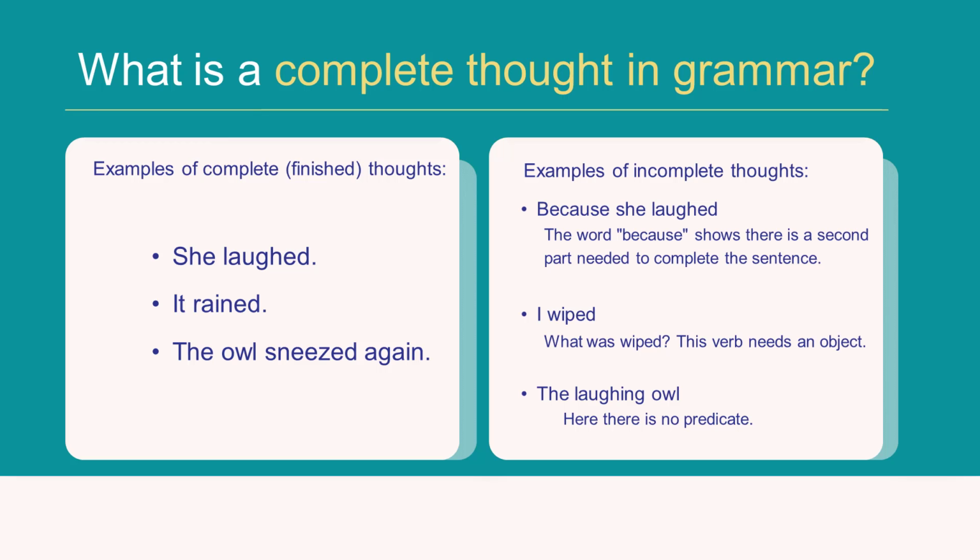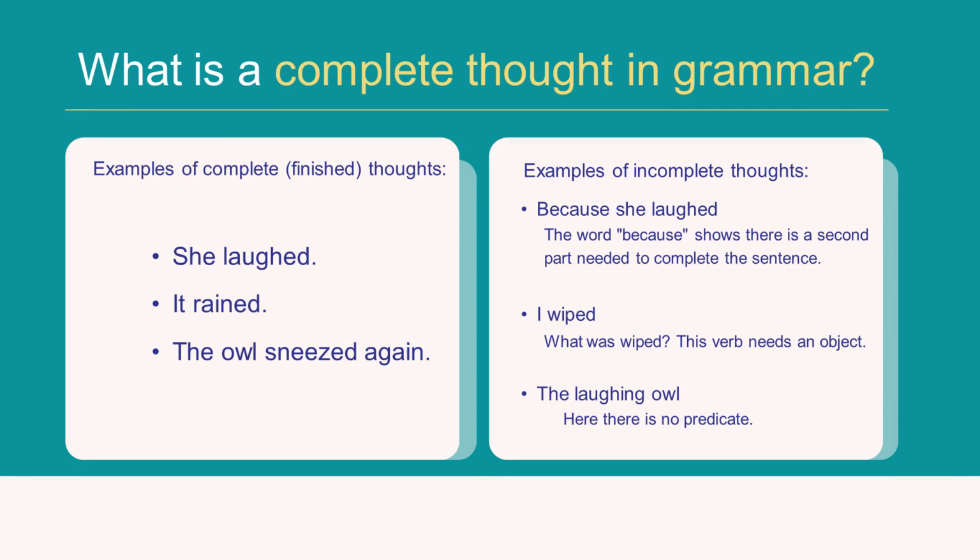So when it comes to understanding what a complete thought is, examples of this include like she laughed, or it rained, or the owl sneezed again. And so in each of these, we don't mean that we have all of the information needed to understand the situation. We just mean that the sentence has a finished thought, like she laughed. We're not adding because to that. We're not using a verb that requires an object and ending that sentence before we've given the object.